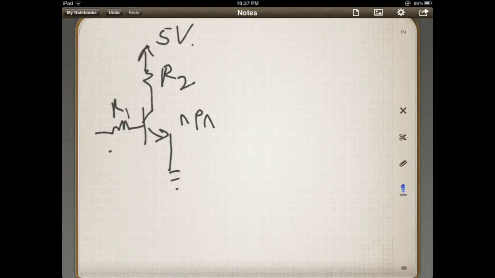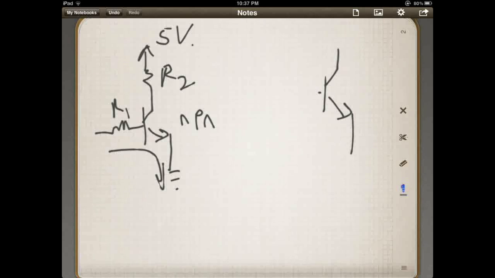The main difference between BJTs and MOSFETs is that a bipolar junction transistor, I'll probably refer to them as just transistors, turns on with current. Yes, voltage plays a factor because you have to have a certain voltage to get a certain amount of current to pass, but they turn on with current. You push current from the base to the emitter. And I better label the parts of it. I forgot to do that.